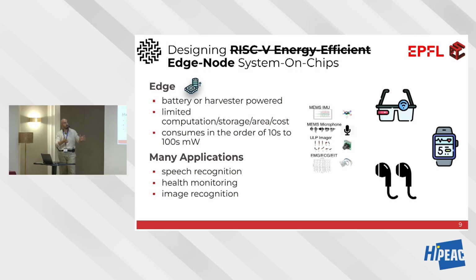Because I wrote here edge node, let's define what CPUs I'm talking about, what system on chips I'm going to talk about. As you see from the images, they are for wearables mostly, and they are at the edge. Why at the edge? Because they are very close to the sensors. They are very close to the application they're going to run. They are very close to the data they are gathering.